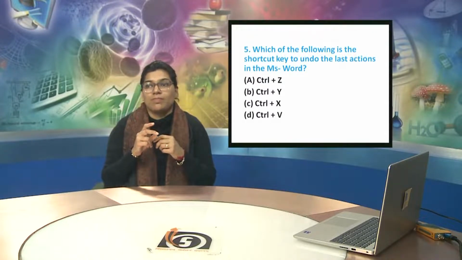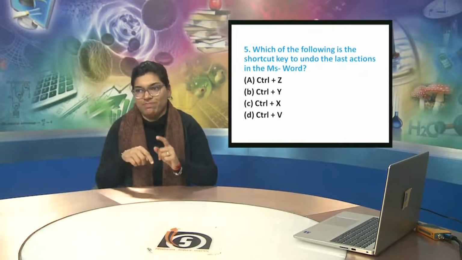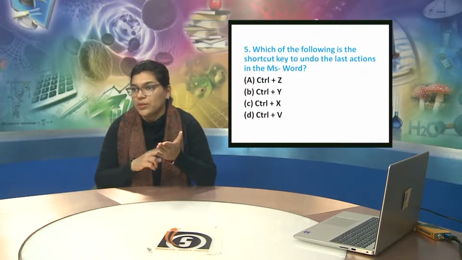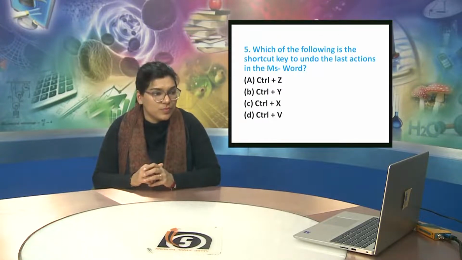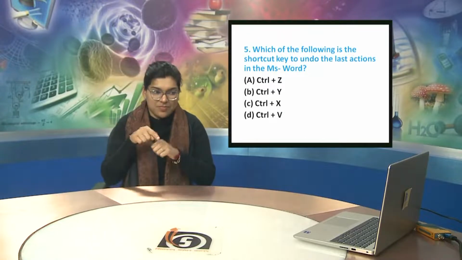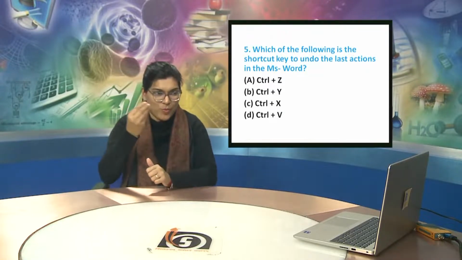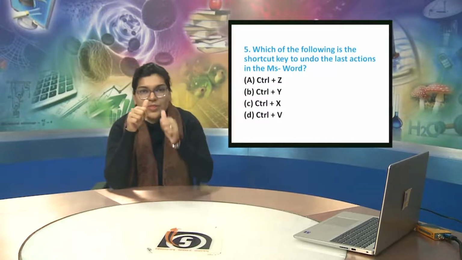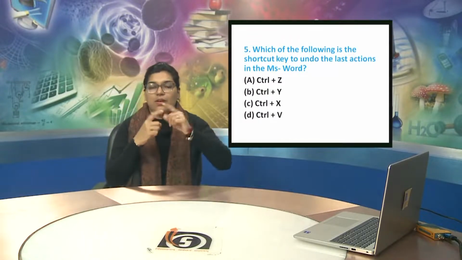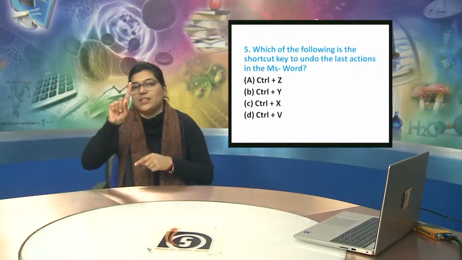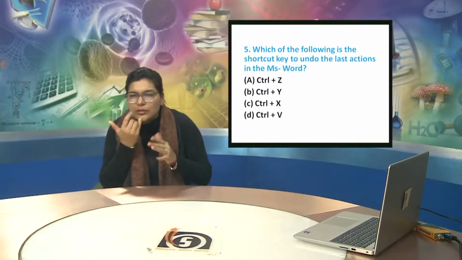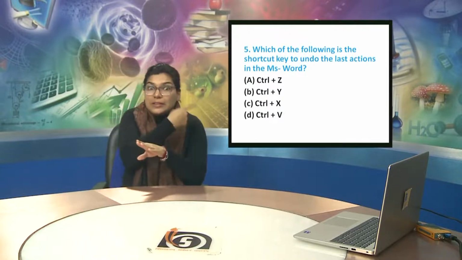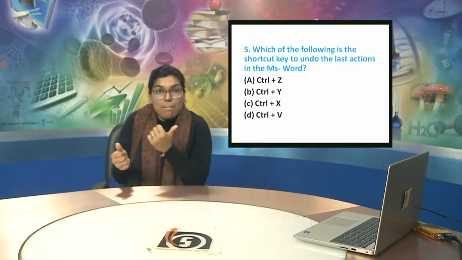Okay. Those who are guessing option D, Control plus V, that is the wrong option. Please think wisely and once again. Yes, option A is the right option. Few of you have answered it correctly. Option A is right. Control plus Z is the shortcut key to undo the last action in MS Word. That is Control plus Z.